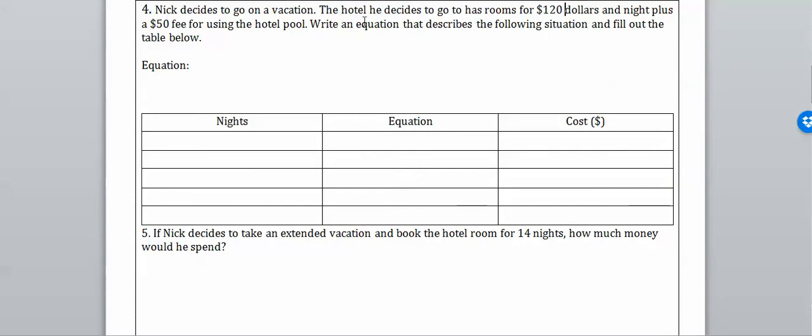Okay, so Nick decides to go on vacation. The hotel he decides to go to has rooms for $120 a night, plus a $50 fee for using the hotel pool. So write an equation that describes the following situation. So we have y equals the $120 per night, so times x, because we don't know how many nights he's staying, plus the $50 fee. So x stands for the number of nights, and y is your total cost.